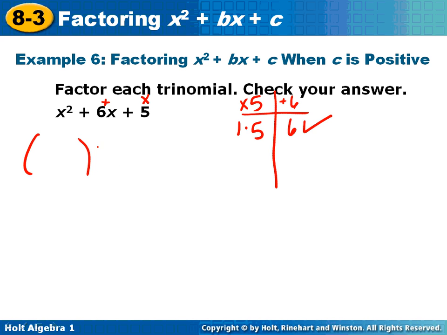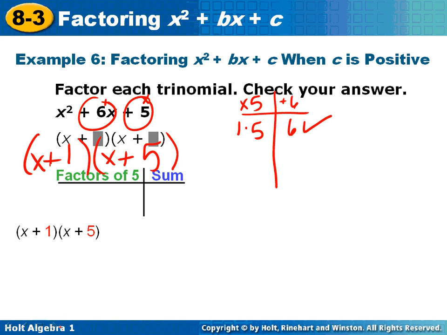Set up your parentheses. Fill in your x's. Since the 5 is a positive and the 6 is a positive, both signs down here are going to have to be positive. That's the only way you can multiply to get a positive and add to get a positive. Then fill in your 1 and your 5. And any way you can do 5 and 1, you always get the same answer.